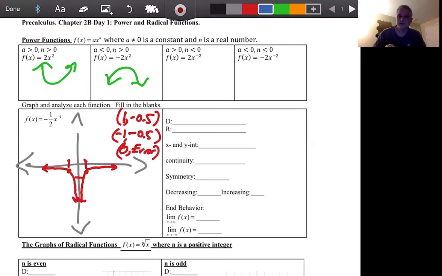Now, we definitely want to be doing interval notation by this point. So -infinity to 0, which doesn't include it, union 0 to infinity.